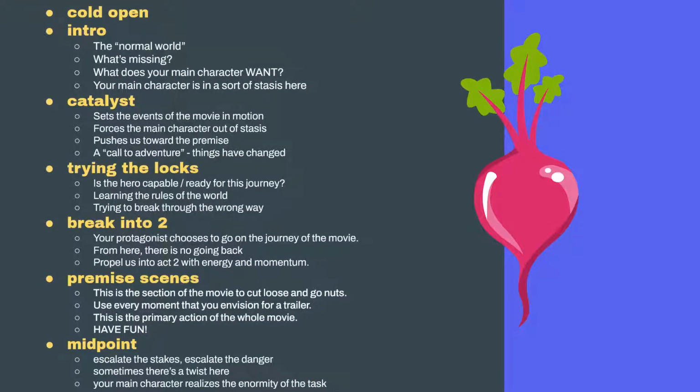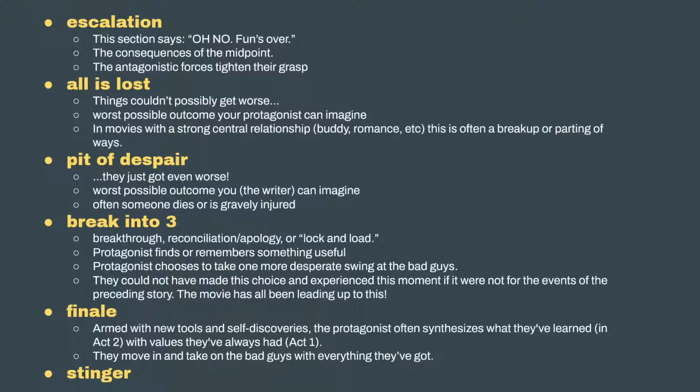Okay. And your main character should basically just realize how difficult their task has either gotten, or how maybe they failed at the first part and they realize, oh god, this is going to get way worse. Or maybe this could be we realize we had a sort of false victory to begin with, and the true journey is going to be much more challenging after this. The midpoint clarifies that things are about to get tougher. Escalation is what immediately follows, and that section says the fun is over, and we're now going to see the consequences of the midpoint.